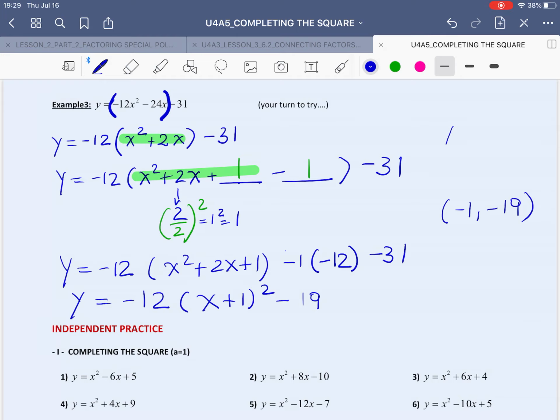Would the function have a min or a max? We're going to say it will have a maximum, actually. It has a maximum, and that's because a is negative. So a is negative 12, right? So what is the value of the maximum? Remember, it's always going to be the y value of the vertex. So we're going to say it has a maximum of negative 19, and it happens at x equals negative 1 because the two numbers go together.